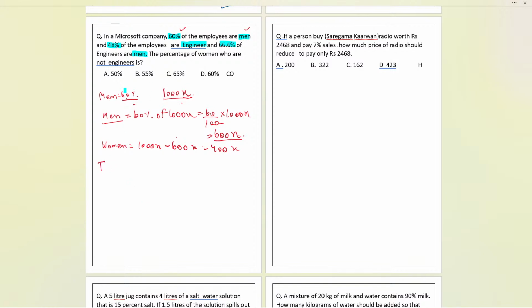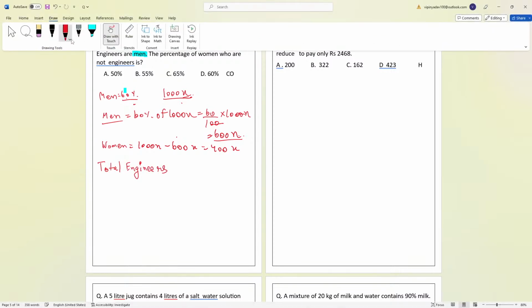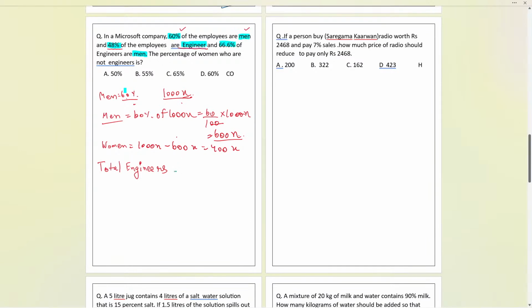If I tell you that the question is saying that 48% of the employees are engineers. So now let us write over here total engineers. And now if we are taking the total engineers, let us proceed to write that it is 48% of total employees. So 48% of total employees, that is 1000x. Okay, the same way we will calculate: 48 by 100 into 1000, you will get 480x. Directly you can write that also if you are observing this. 480x we have got over here as total engineers.